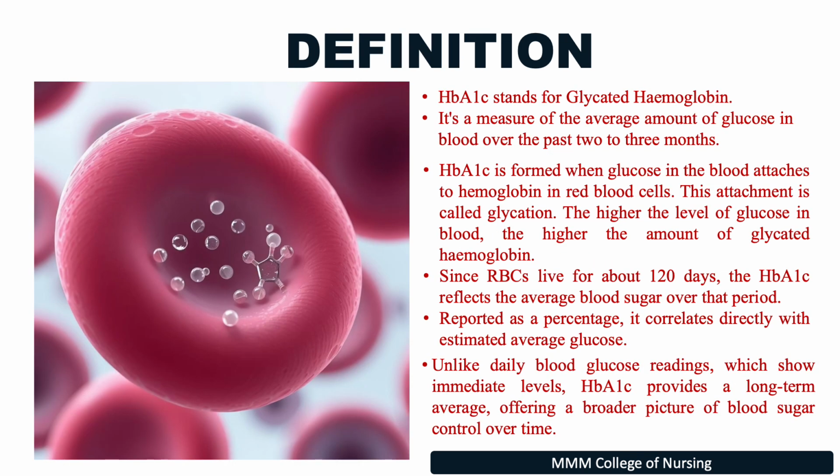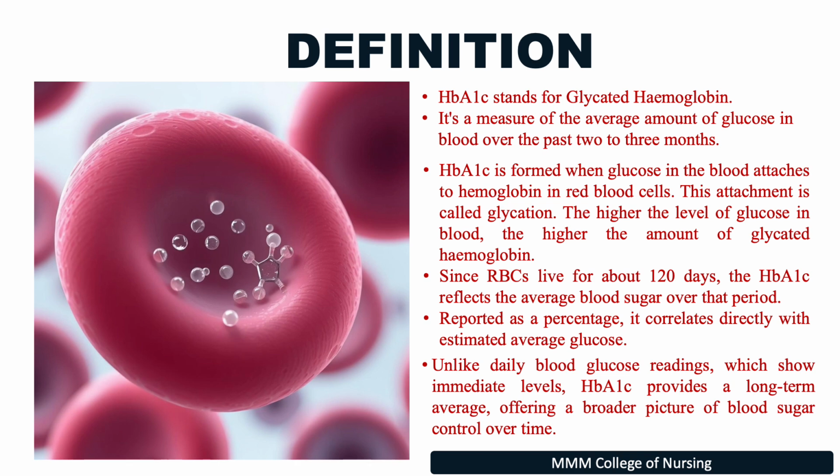Let's see what HbA1c means. This stands for glycated hemoglobin. It is a measure of the average amount of glucose in blood over the past 2 to 3 months. HbA1c is formed when glucose in the blood attaches to hemoglobin in red blood cells. This attachment is called glycation. The higher the level of glucose in the blood, the higher the amount of glycated hemoglobin. Since RBCs live for about 120 days, the HbA1c reflects the average blood sugar over that period. This is reported as a percentage. It correlates directly with estimated average glucose.